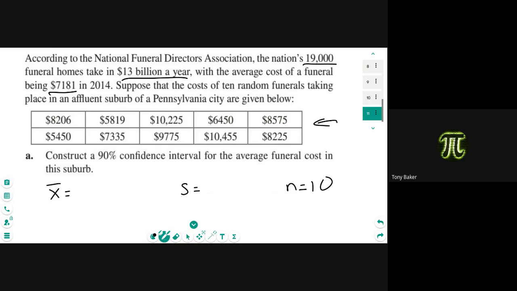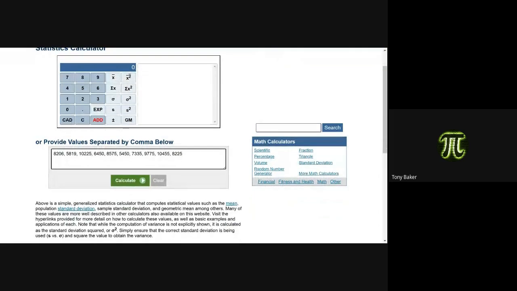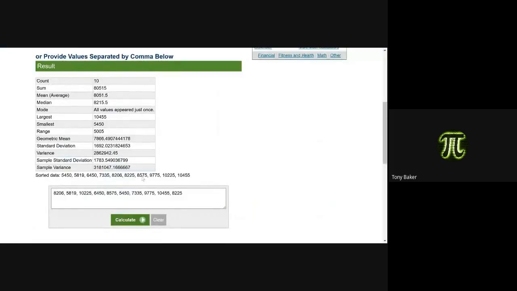I use calculator.net. That's the one I've been using. That's what I told you about at the beginning of class. But if you type in Google, just type in standard deviation calculator, it should be one of the first ones that comes up. I'll flip over as soon as I type in the numbers. So this is calculator.net, statistics calculator. You type your numbers in, you hit calculate.